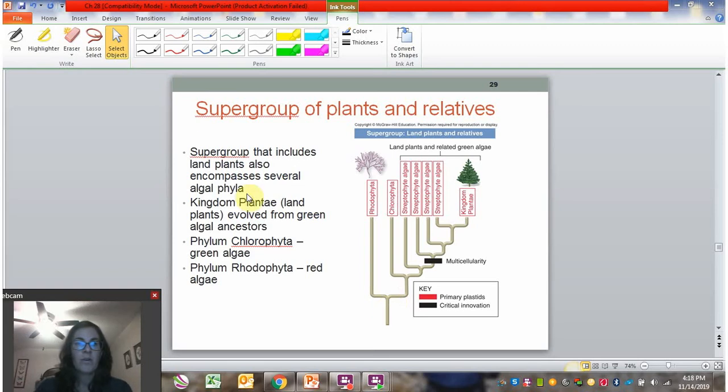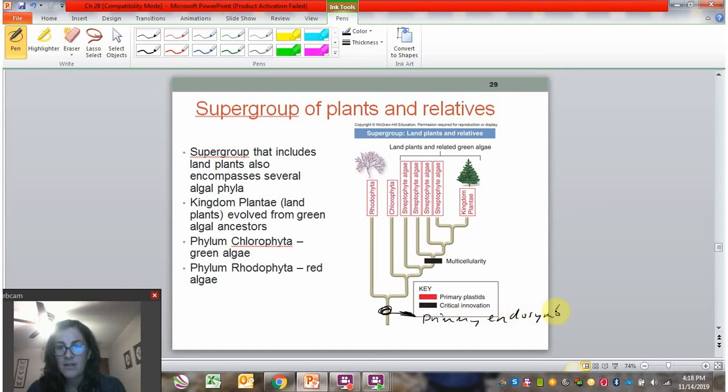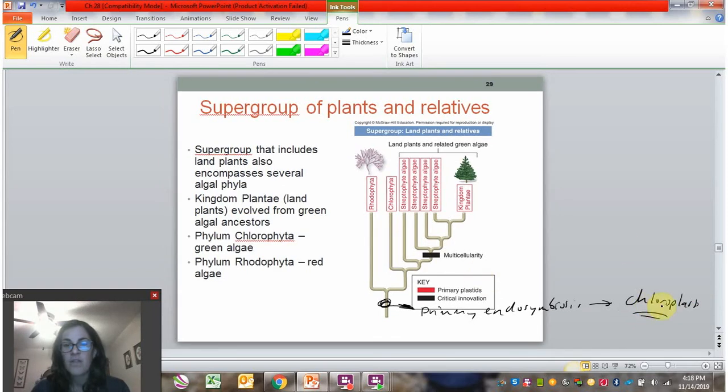And one of the really important things about that, so let me add it here, is we have a critical innovation here of primary endosymbiosis that leads to a chloroplast. So all of these contain a plastid. Most of them have the green chloroplast. And so the red here is referencing that all of these have that primary plastid. And it came from a shared ancestor.